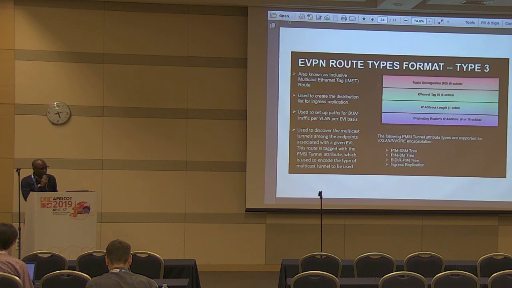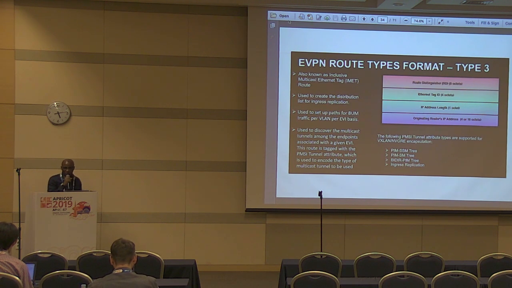Type 3, this is what the type 3 route looks like. So you've got your route distinguisher at the top, you've got your Ethernet segment, you've got your IP, and you've got your originating router IP. Your type 3 is actually known as the inclusive multicast Ethernet tag route. This is what is actually used to build the flood list.